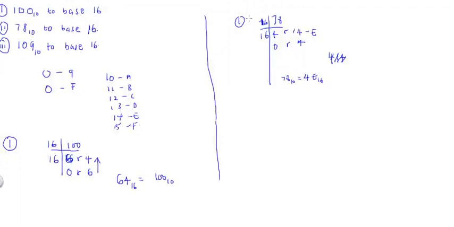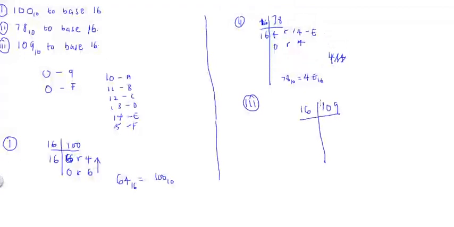So let's take the third example. I'd suggest you do this one yourself to get the hang of things. You can pause the video and try that. Okay, so 109, we are still going to use the same logic. We are going to divide through by 16 until we get a number that's less than 16.